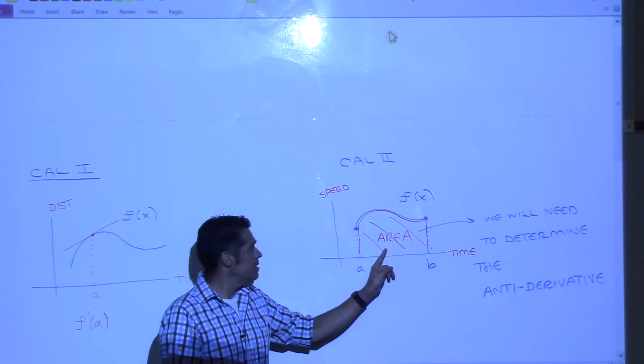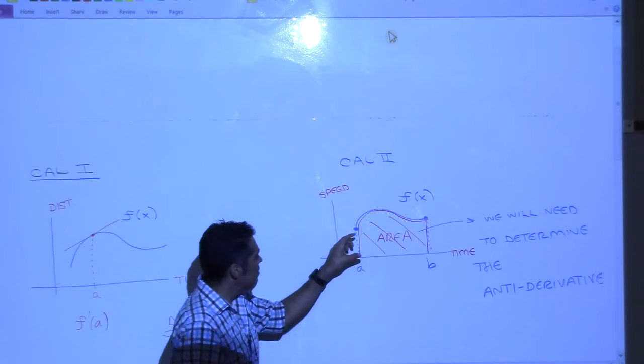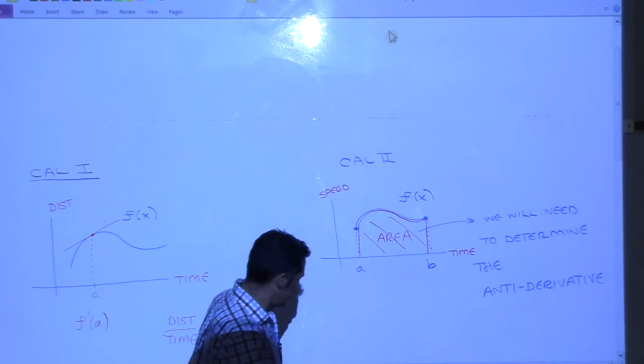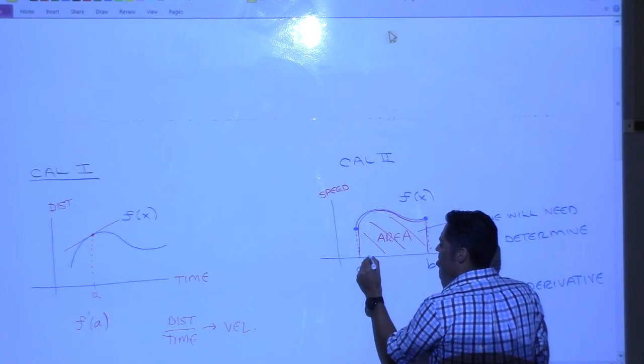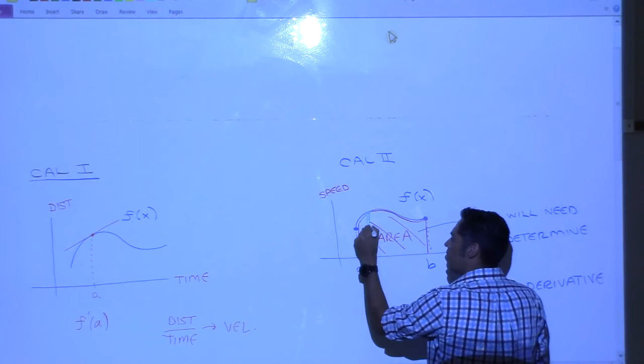So what it's doing is it's kind of adding up. Like if you have, let's just take an infinitesimal little slice of this. Let's just look right here at this tiny little sliver right there.